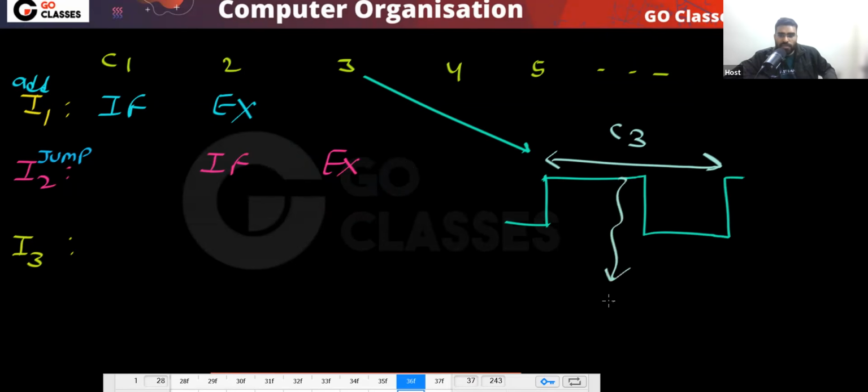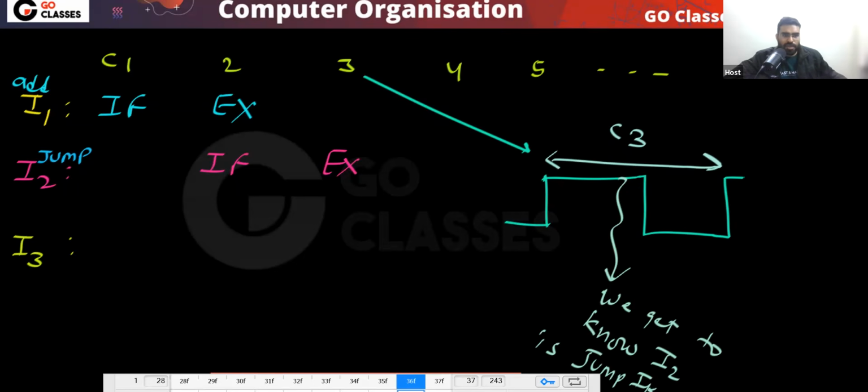Maybe at some point, we will get to know that, okay, this was a jump instruction. Let me assume that at this stage we get to know that I2 is jump IK. It is a jump instruction which is jumping to IK.